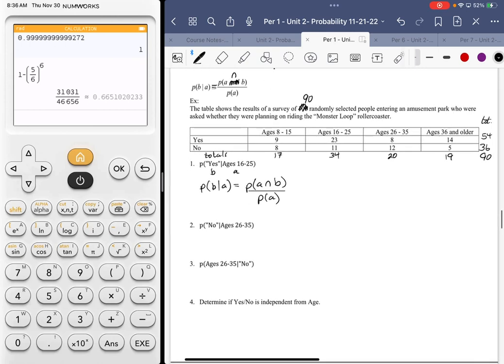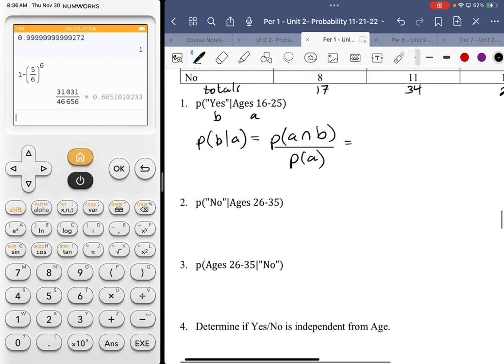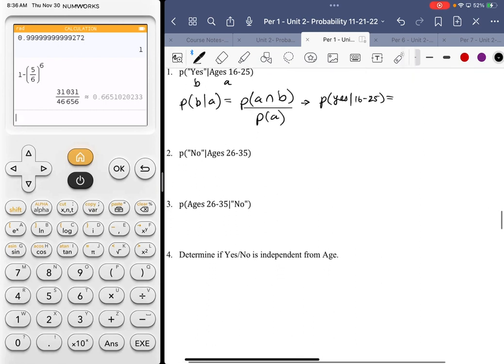All right, so just rephrasing this formula here. So that's the probability, let me use an arrow here. Yes, given 16 to 25 would be equal to the probability of being in the 16 to 25 interval and yes, over the probability of 16 to 25.